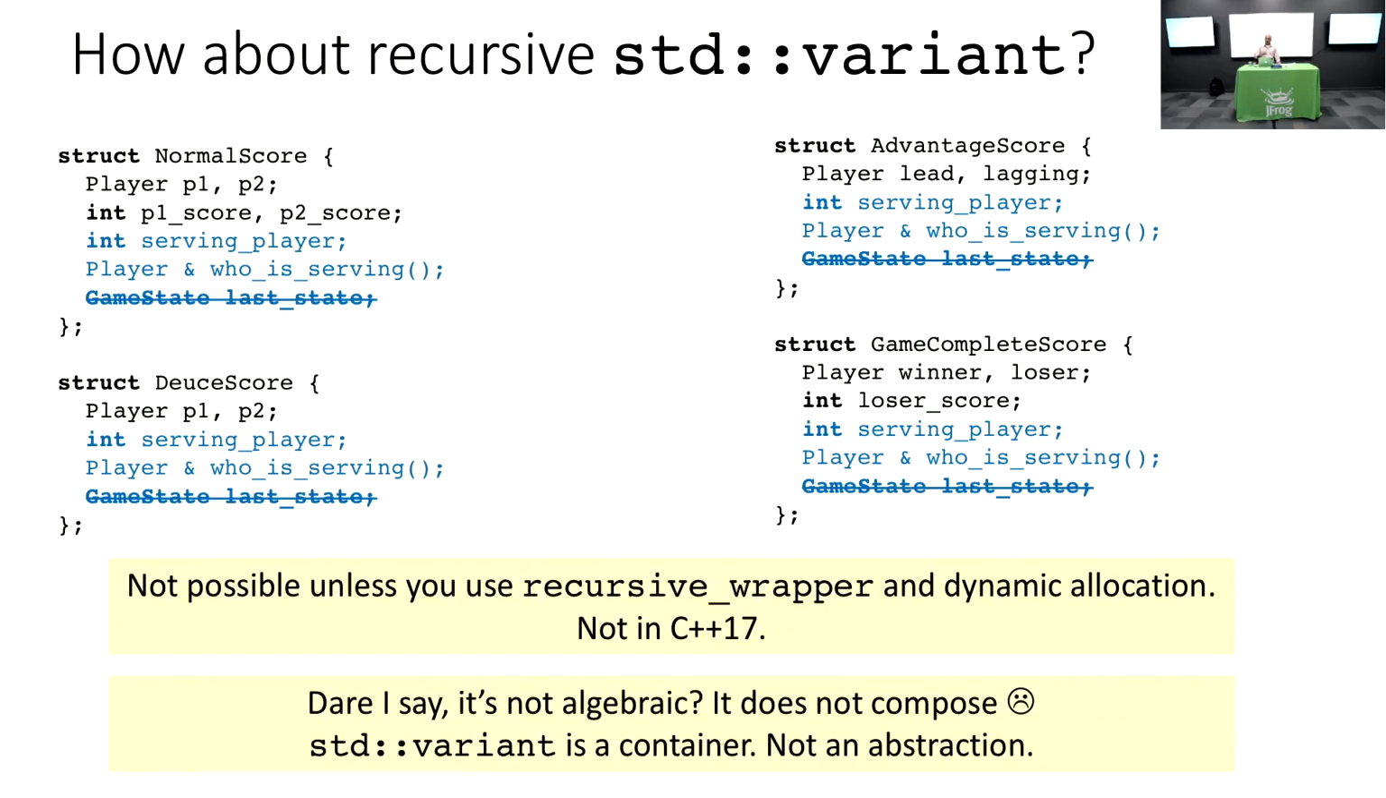So this is a bummer, really, because this really means a std::variant is simply a container, and it really doesn't serve as an abstraction, because you cannot put together two variants and one that contains itself. You cannot really do that. It is pretty much not algebraic.